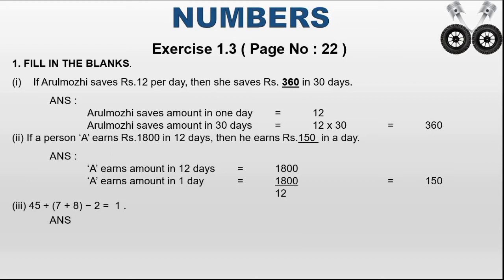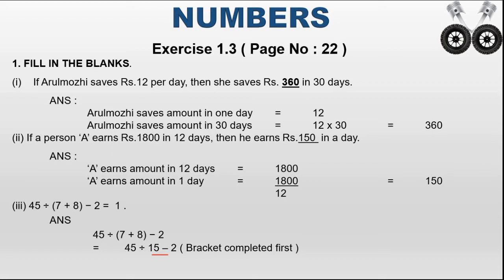45 divided by, within a bracket 7 plus 8, bracket closed, then minus 12. So what is the answer? We have to find it. What is the first rule for operators? The bracket should be executed first. Inside the bracket, what operators do we have? We have only one operator, that is addition. So 7 plus 8. What is the value of 7 plus 8? That is 15. So we have to write the remaining factor. What is the remaining factor? 45 divided by 15 minus 12.